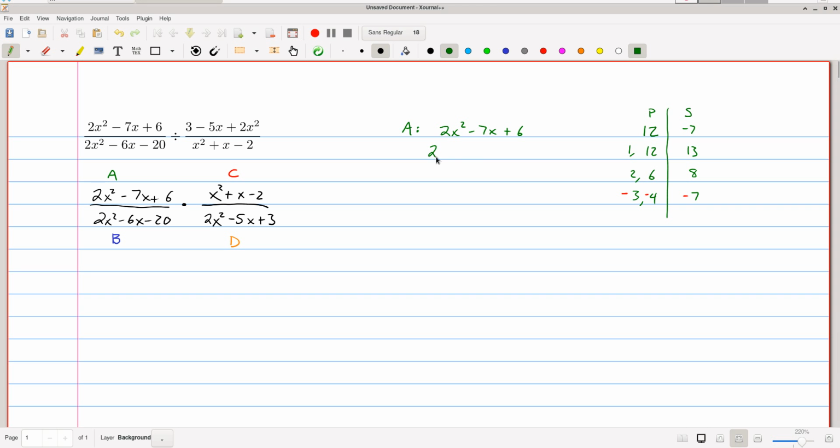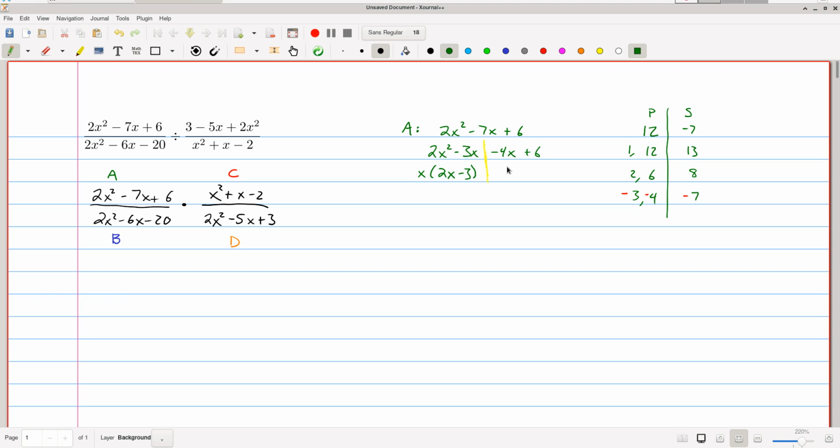So we're going to rewrite this as 2x squared. We're going to split this negative 7x up using the two numbers we just found. So minus 3x, minus 4x, and then keep the last number. This we're now going to treat as two separate problems. So we're going to look for a common factor in each group. So for the first group, these both have an x in common. If we factor that out, we're left with 2x minus 3.